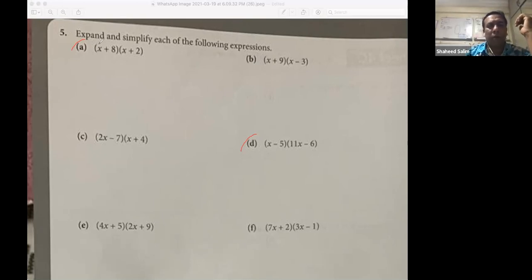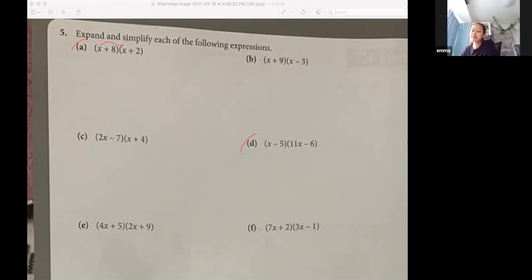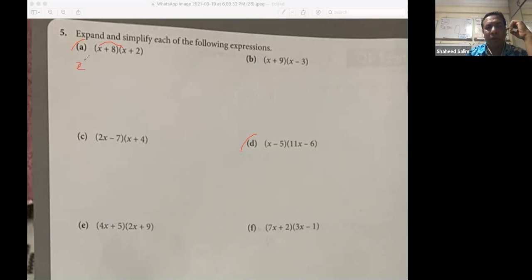Okay. X times X. What do you get? X squared. There must be four terms. Then after that, x times 2, you get 2x. And then 8 times x, 8x. And then 8 times 2, 16. And then you have to put the sign. Plus, plus, plus gives you plus, and so on.